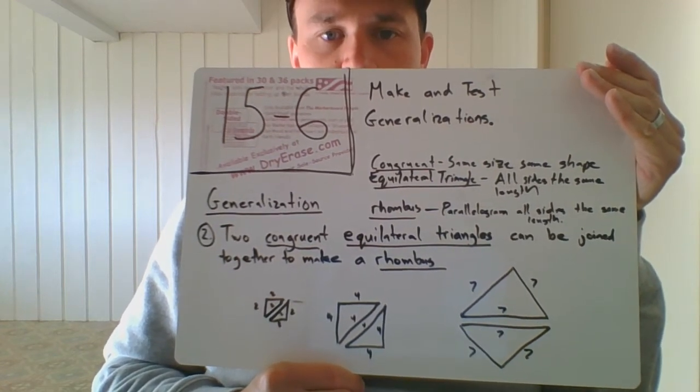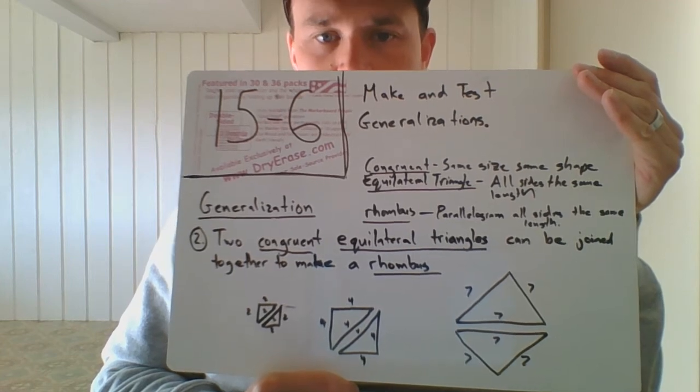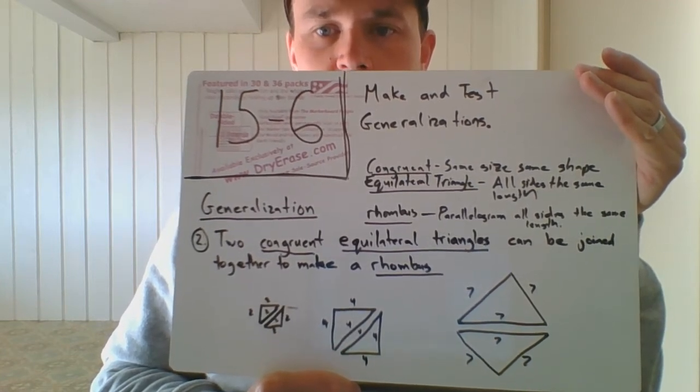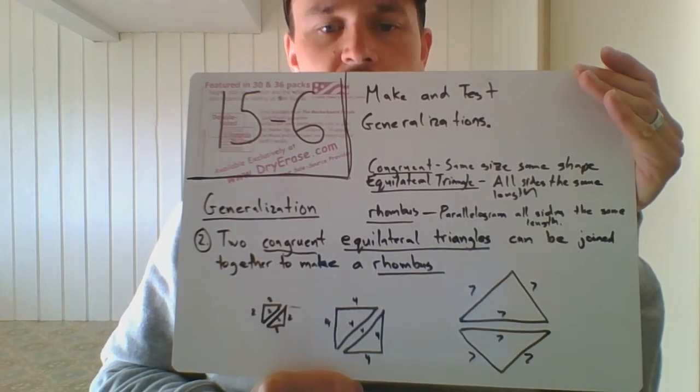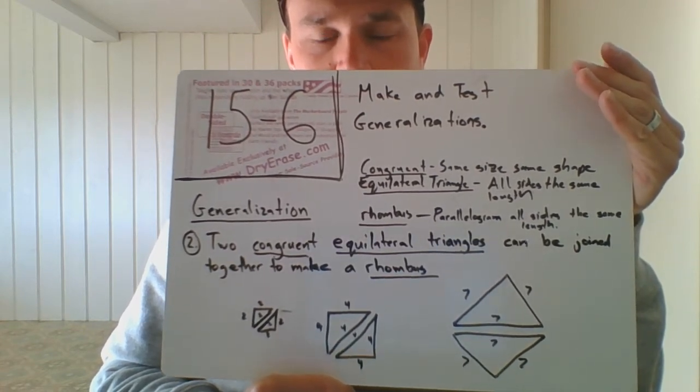Okay, so I wrote those words down. Congruent, same size, same shape. Equilateral triangle, all sides the same length. And rhombus, a parallelogram, all sides are the same length.